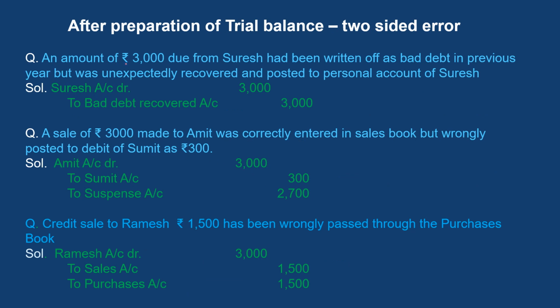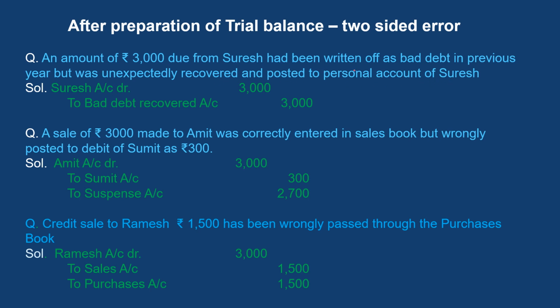So first is an amount of 3,000 due from Suresh. This amount was receivable from Suresh, and had been written off as bad debt in the previous year. So in the previous year, we thought, okay, he's not going to pay, let us write it off, and we wrote it off as bad debt. But it was unexpectedly recovered. So you did not expect the recovery, but now Suresh came back and paid that amount. And it has been posted to personal account of Suresh.